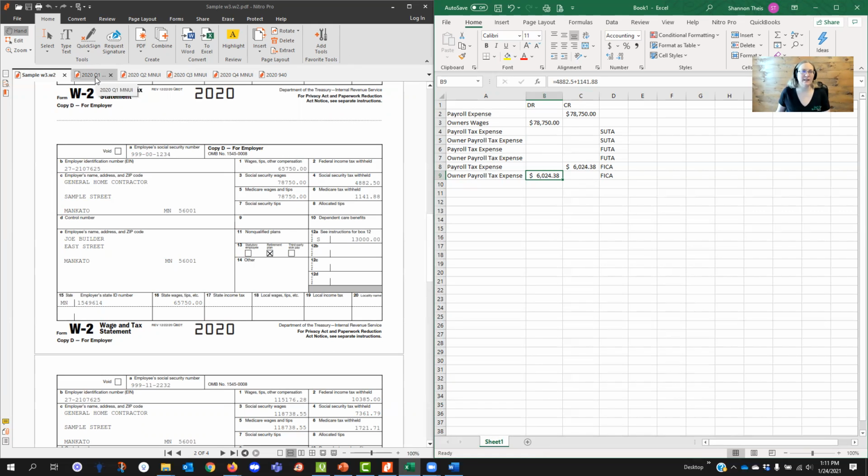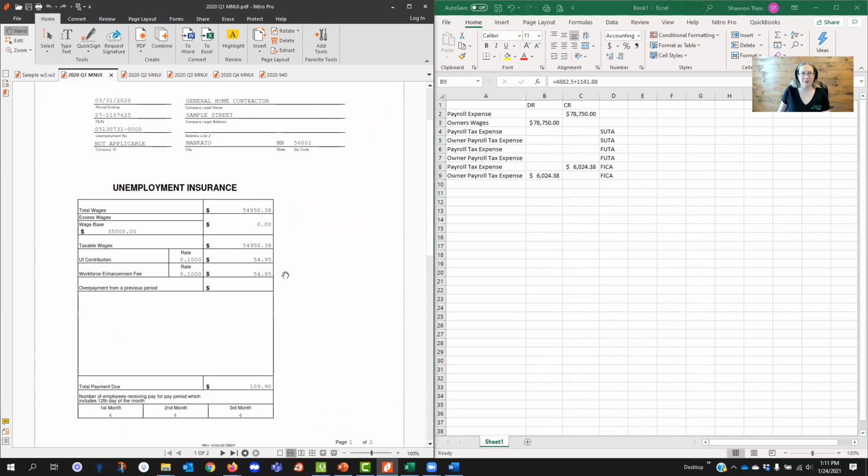And they said they don't have the state unemployment, but this is just the easiest way for me to look up what the state unemployment wage base is. So we'll put that here. So we know that they made the wage base because their salary was 78,750 and the wage base is 35,000.